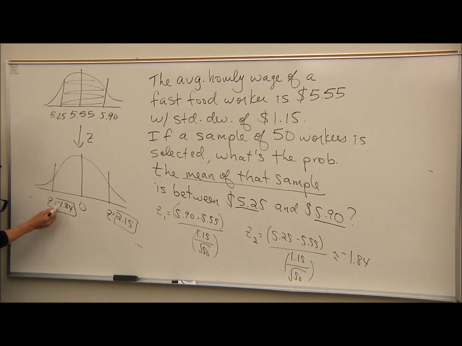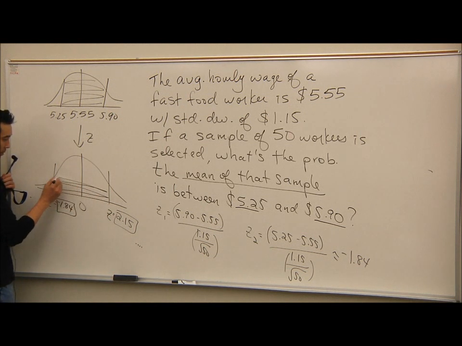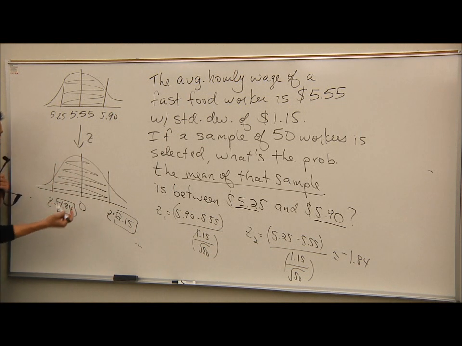All right, finally, once I get to this step, now it becomes a problem early in the chapter when I said, what's the area between 2.15 and negative 1.84? Okay, so you just look that up in your charts. And again, I can't overstress how good you have to be about finding areas in the normal distribution.